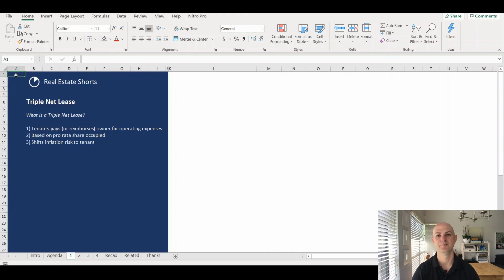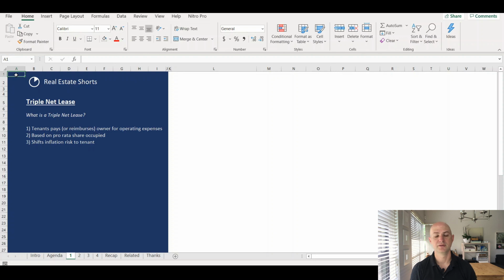But for now, the pure definition of a triple net lease is that the tenant is responsible for paying their share of the operating expenses on a property. Just to elaborate on that definition a bit more, there are two key components you should keep in mind. The first is the definition of proportionate share. If I occupy 5,000 square feet in a 10,000 square foot building, I should only pay half of the expenses. So that's one point.